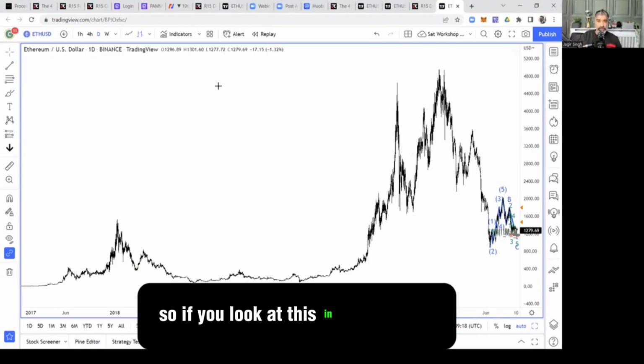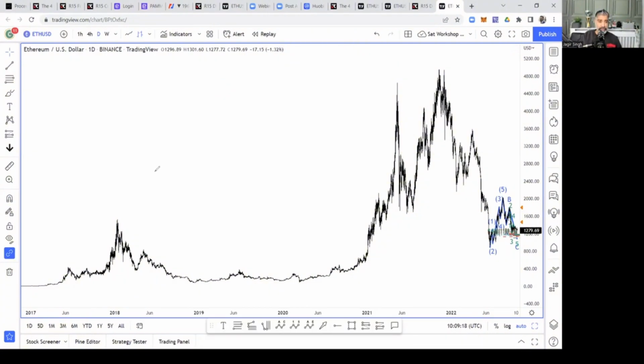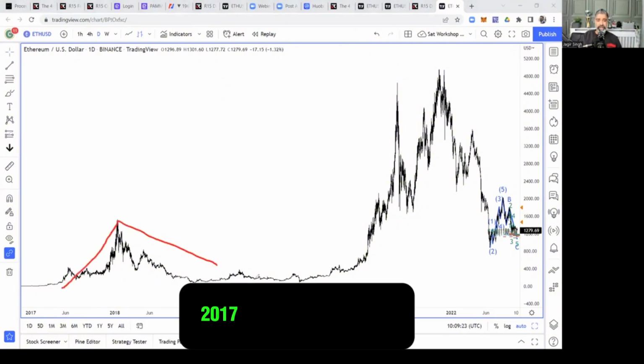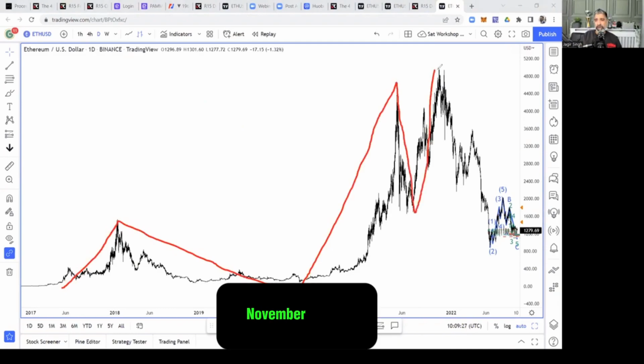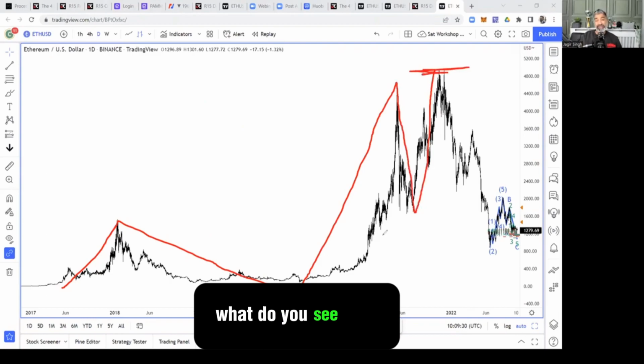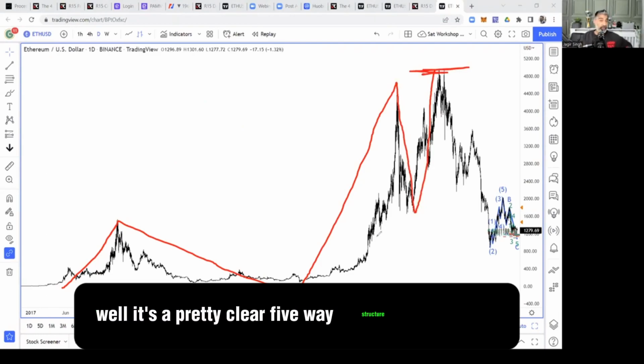So if you look at this in an objective, non-emotional manner, 2017, big correction. 2021, big correction. November 2021, what do you see here? Well, it's a pretty clear 5-wave structure on a macro.